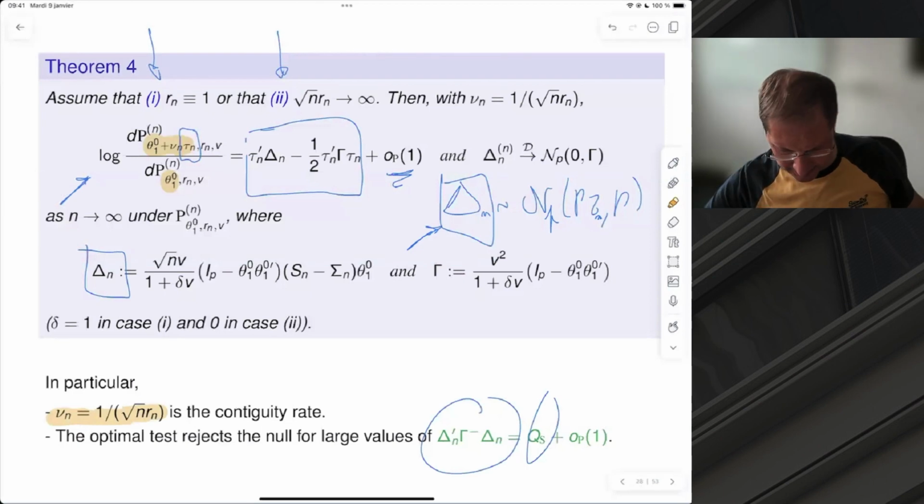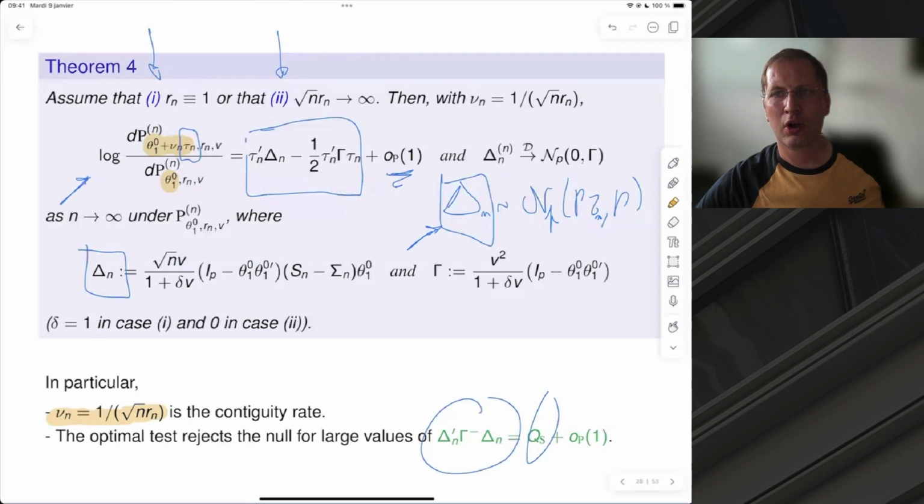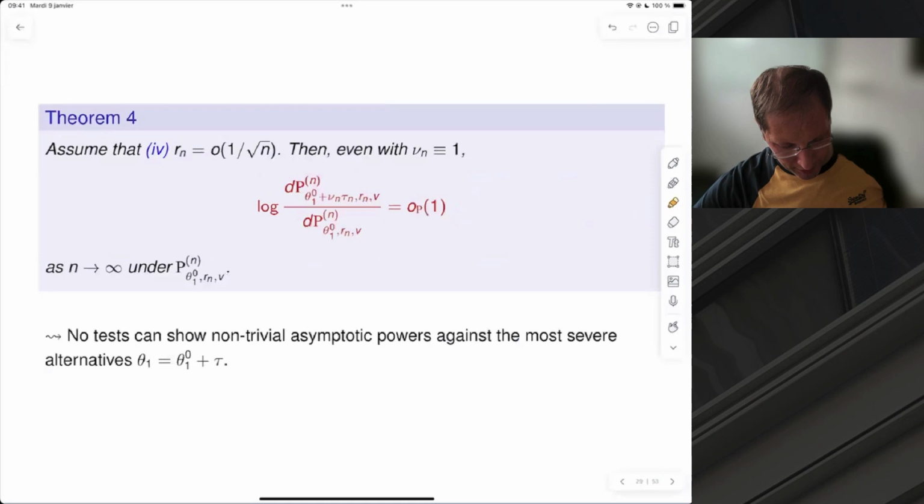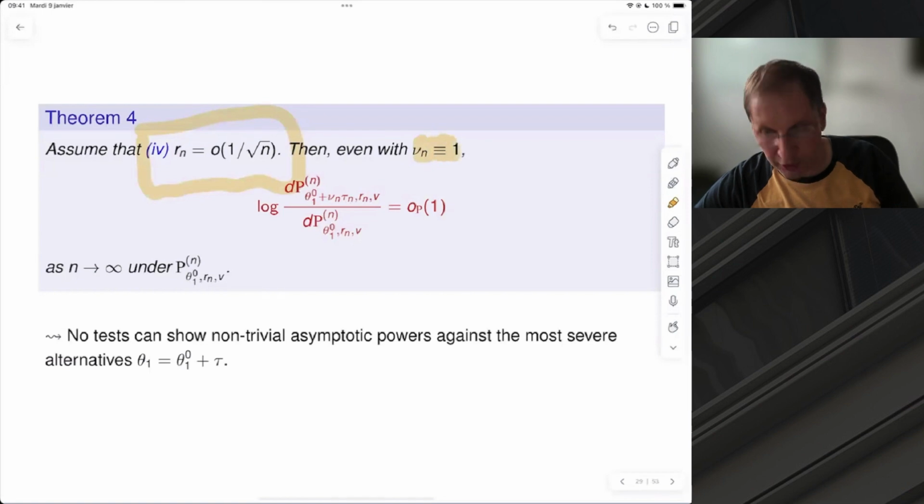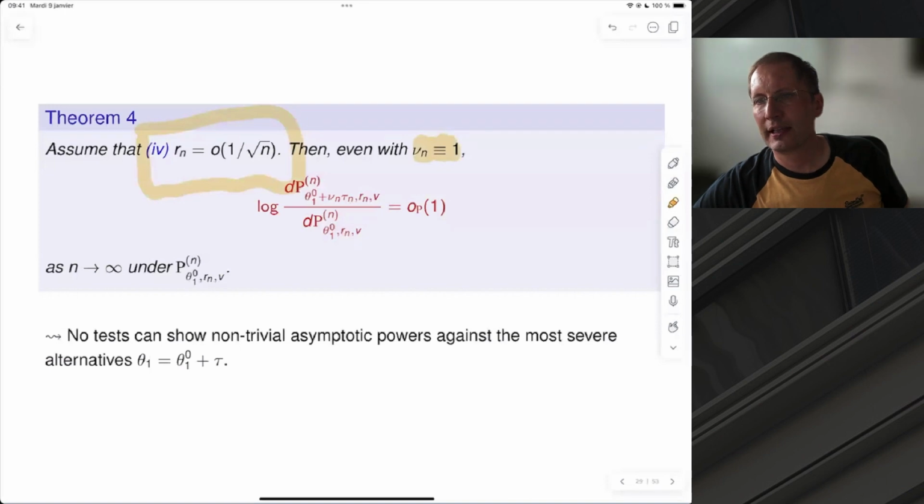And so, of course, the question is, what about those even less standard regimes, 3 and 4, where the eigenvalues lambda 1 and lambda 2 converge to each other even faster? Well, in regime 4, which is the worst case, where they would converge to each other even faster than 1 divided by root n, you can show that even if you take what I called before the most severe alternatives that you may consider in this framework, even for these most severe alternatives, the log likelihood ratio goes to 0 in probability.